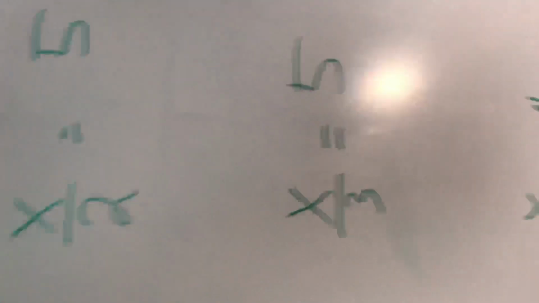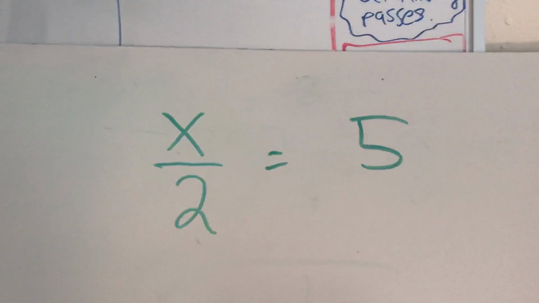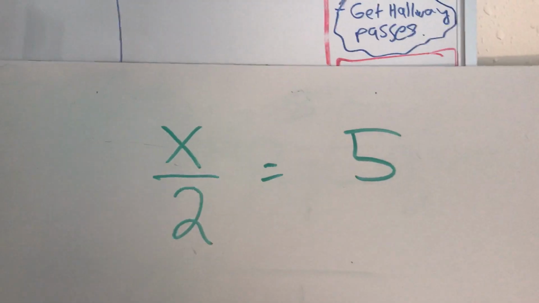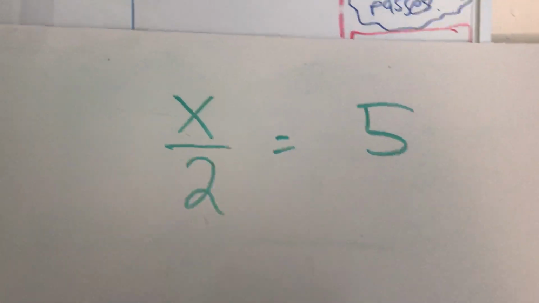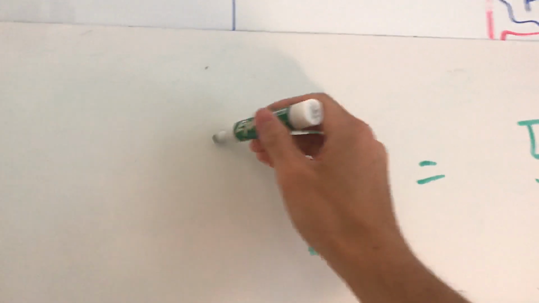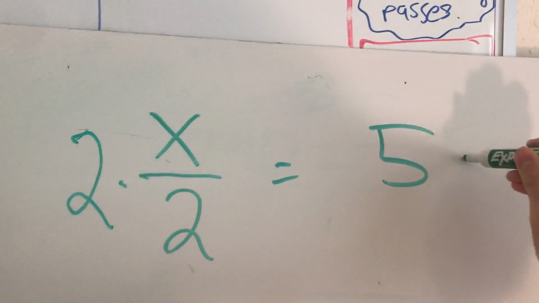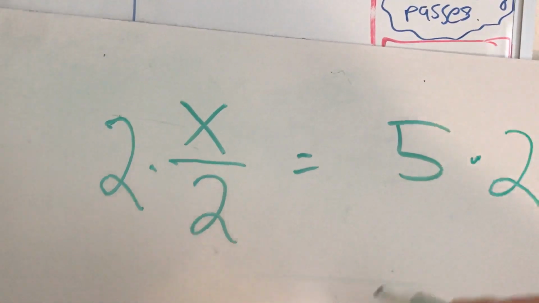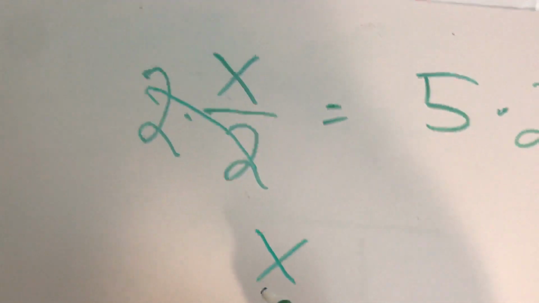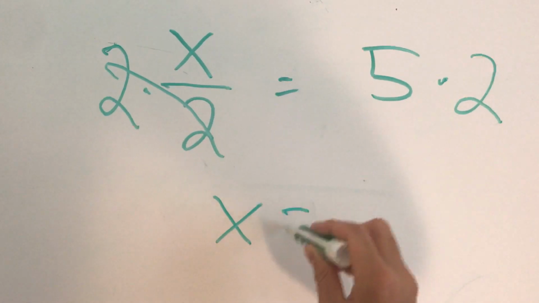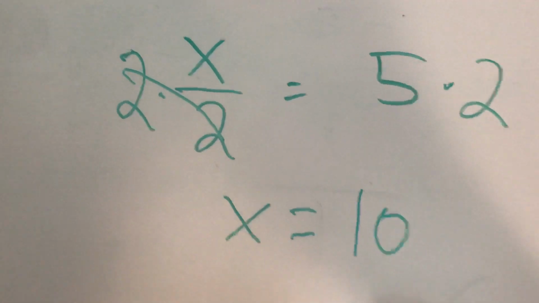So here are the problems that involve division. We have x divided by 2 equals 5. To solve this, you do the opposite. You multiply each side by 2. So you multiply this side by 2, and you multiply this side by 2 as well. On the left side, these 2's cancel out, and you're left with just the x. And on the right side, 5 times 2 equals 10. That's a 10.